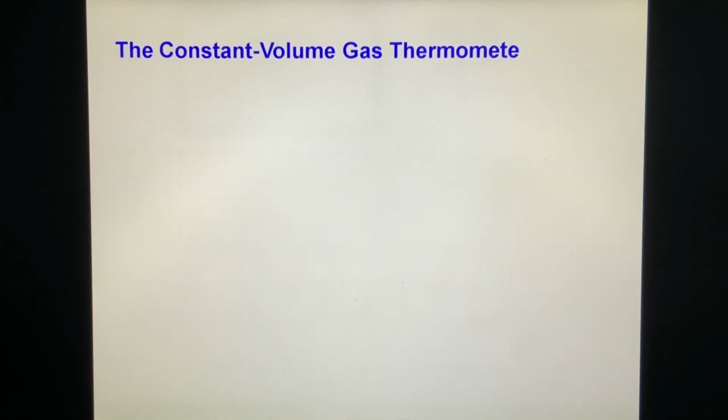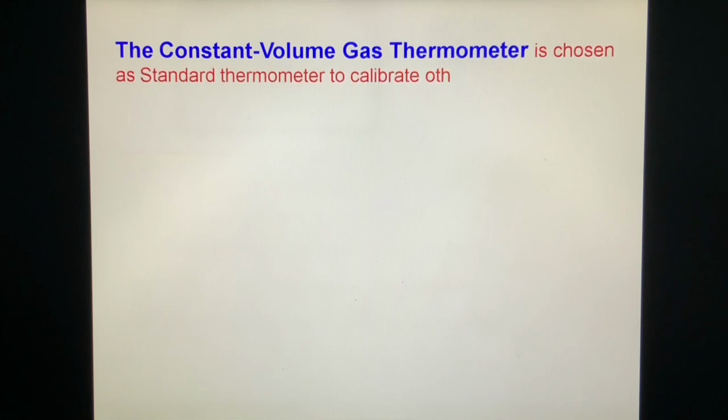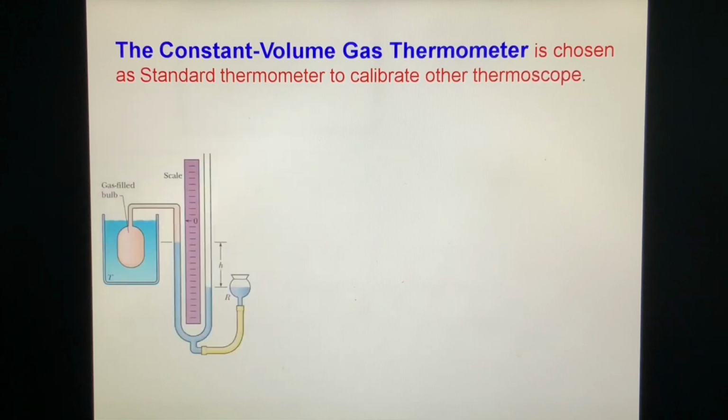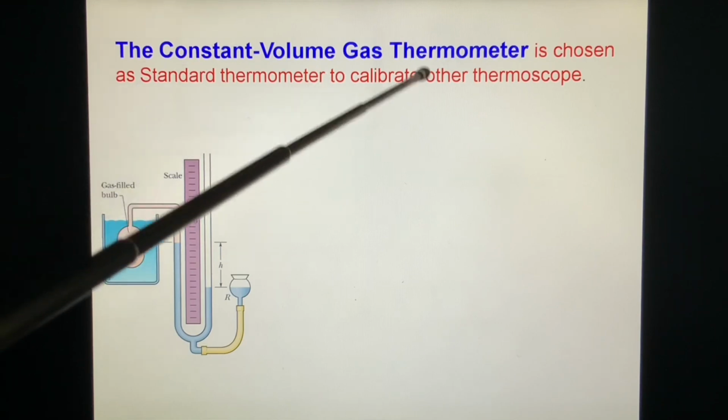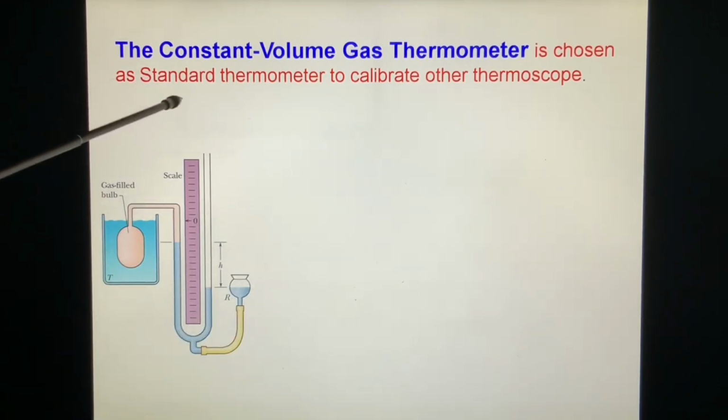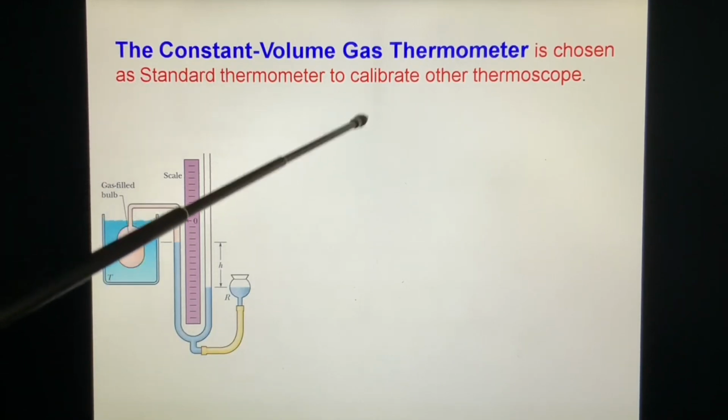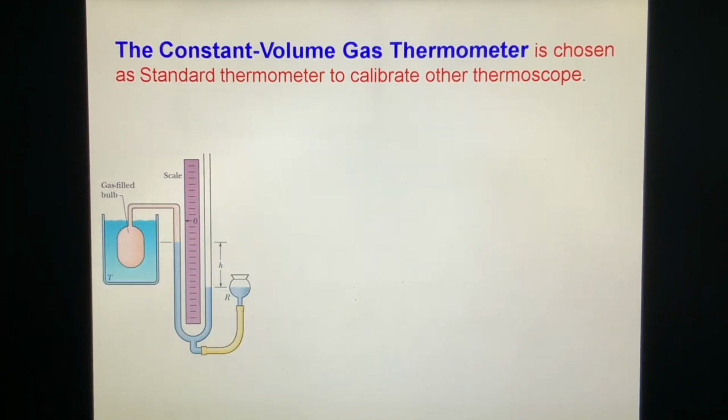The constant-volume gas thermometer is chosen as the standard thermometer to calibrate other thermoscopes. The gas inside is always at constant volume, with the level labeled 0.